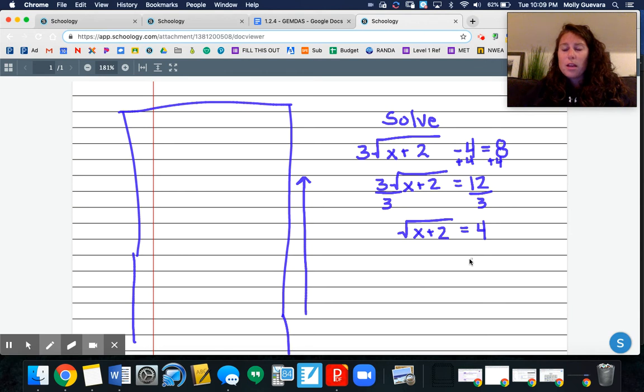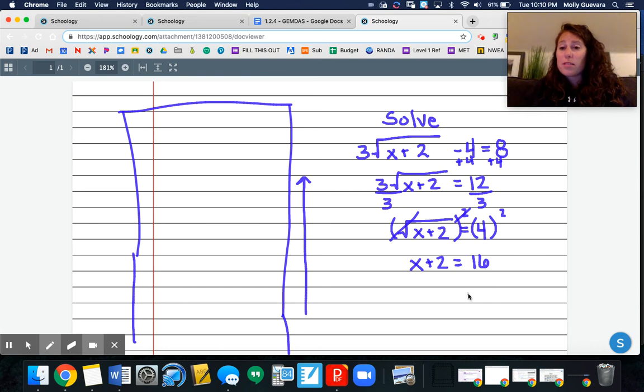Okay. Now I keep going. Do I have any exponents or roots? And the answer is yes. I do have a square root. So hopefully remember that to get rid of a square root, you square both sides. And what that does is it cancels with the square. So the square root and square cancel. And I'm just left with x plus 2 equals, and then 4 squared is 16.